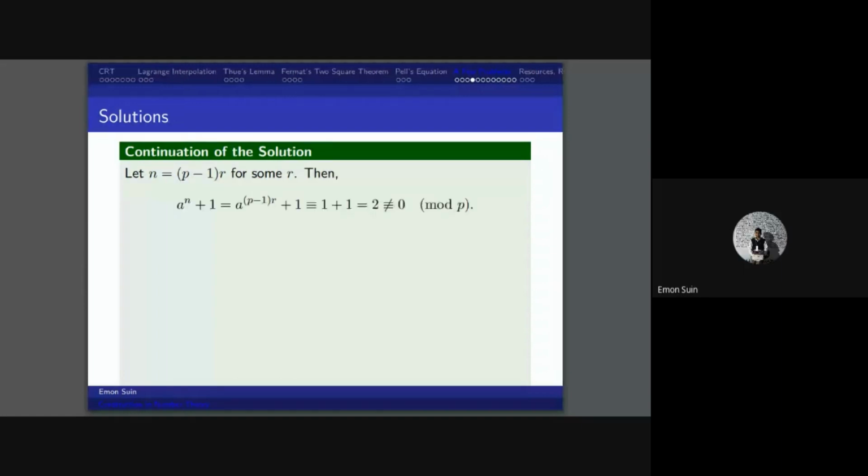So then we have that a to the n plus 1 is equal to a to the p minus 1 times r plus 1. Now see, a to the p minus 1 is congruent to 1 mod p. That means a to the p minus 1 times r is congruent to 1 to the r, which will be congruent to 1 simply as well. And hence a to the p minus 1 times r plus 1 will be congruent to 1 plus 1, which equals 2, which is not congruent to 0 mod p, right?